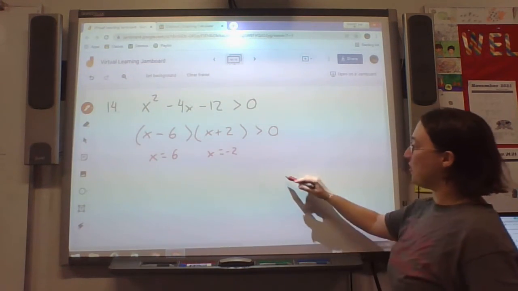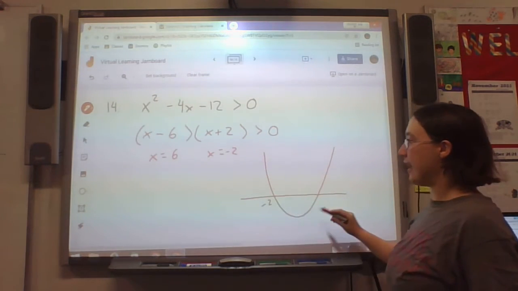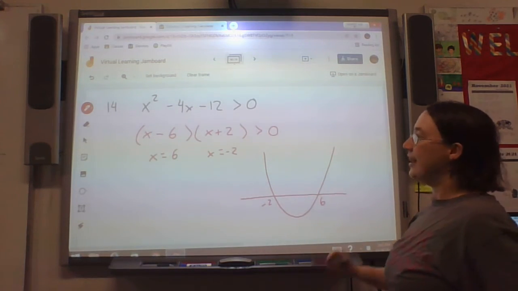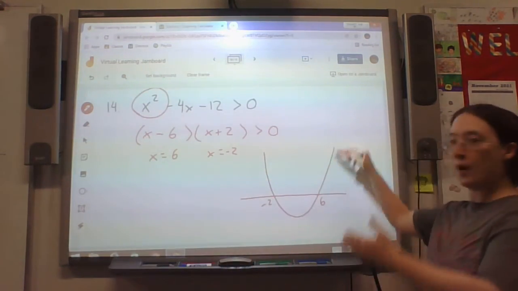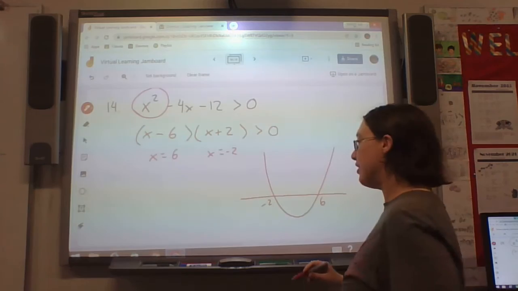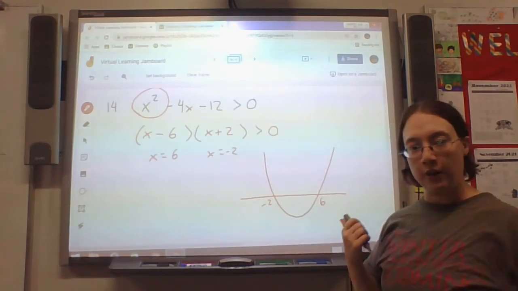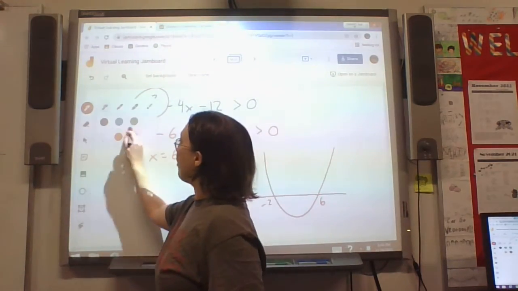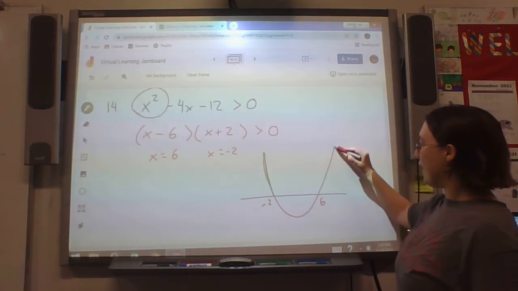So if we're thinking about this as a parabola, this means we've got an x-intercept at negative 2 and an x-intercept at a positive 6. And again, we know this one's a parabola because we've got an x squared. Our parabola is facing this way because it's a positive x squared. So then if we're looking for where that's greater than 0, there are two parts on our graph where that's greater than 0. We've got this part over here, and we got this part over here.